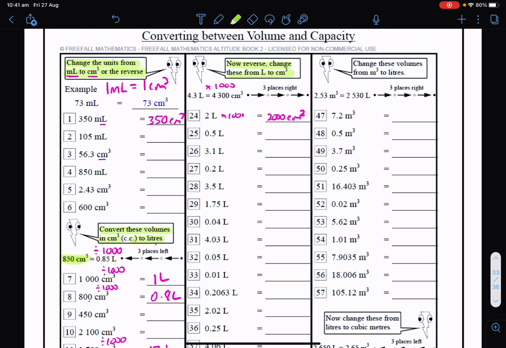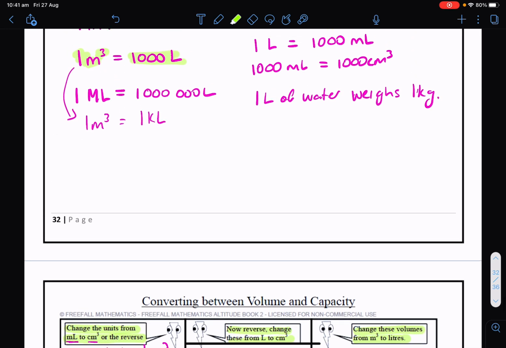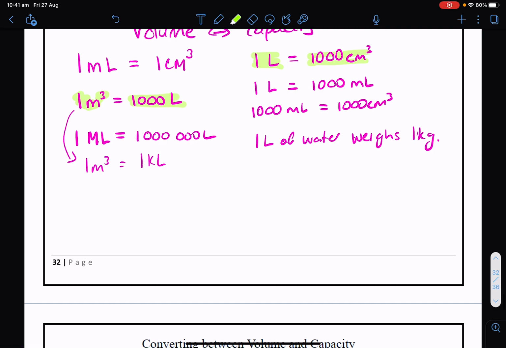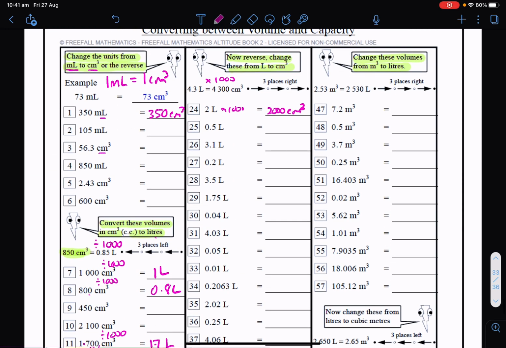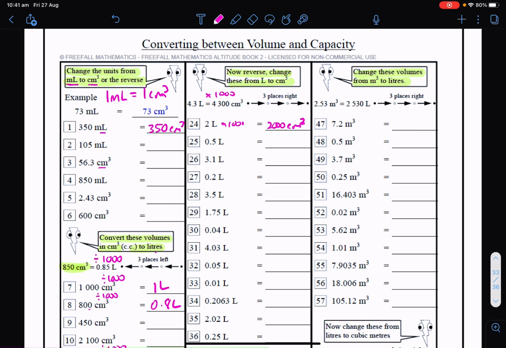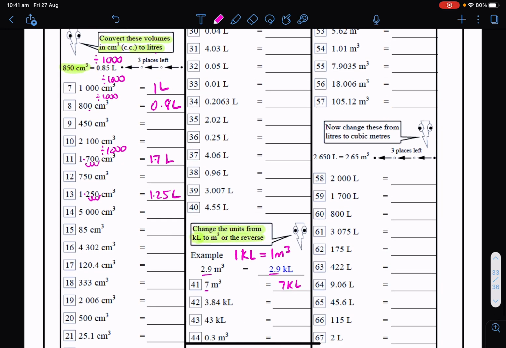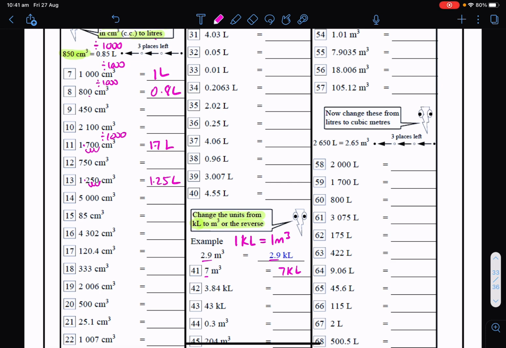Up here, change these volumes from metres cubed to litres. So let's go back up. 1 metre cubed equals 1,000 litres. So if we're going from metres cubed to litres, we're going to times by 1,000. Okay. Yeah, that's right. So times by 1,000 will give us 7,200 litres. So you can go through and do those. Now change these from litres to cubic metres. Okay, so that's just the opposite. So divide by 1,000. Okay.